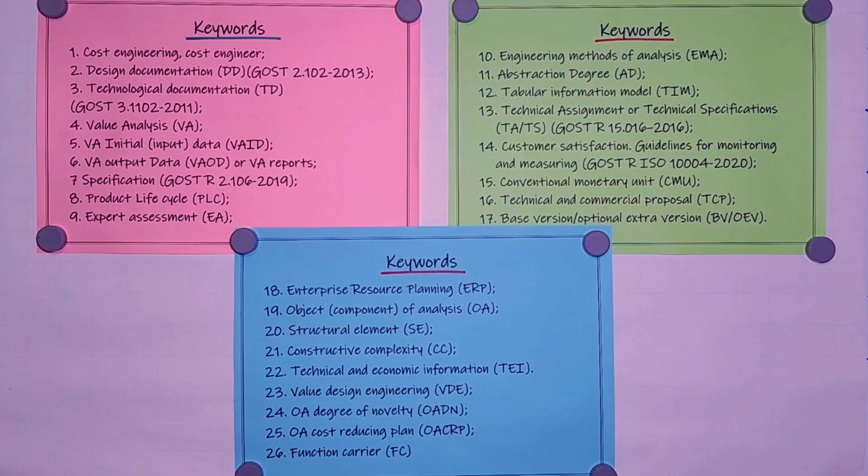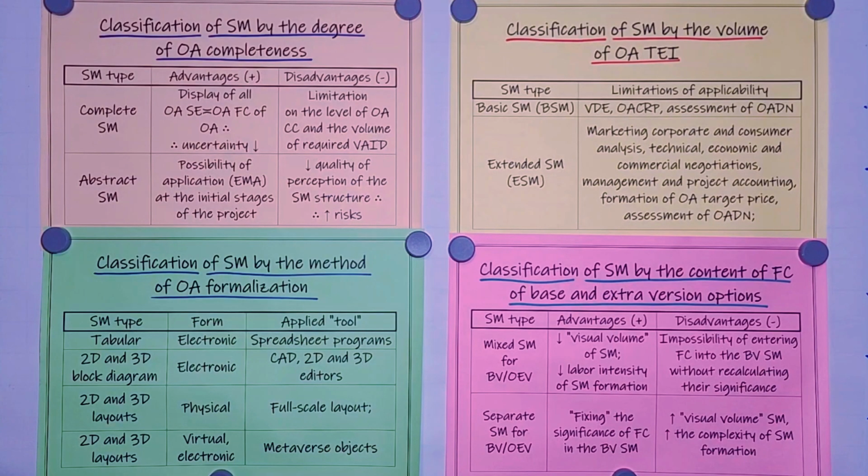The term degree of abstraction is, among other things, used in the standard DIN 2803, Part 1, Analysis and Formulation of Functions in Value Analysis, Basics and Methods. According to the degree of completeness of the display of the object of analysis, the structural model is divided into a complete structural model, CSM, and an abstracted structural model, ASM.